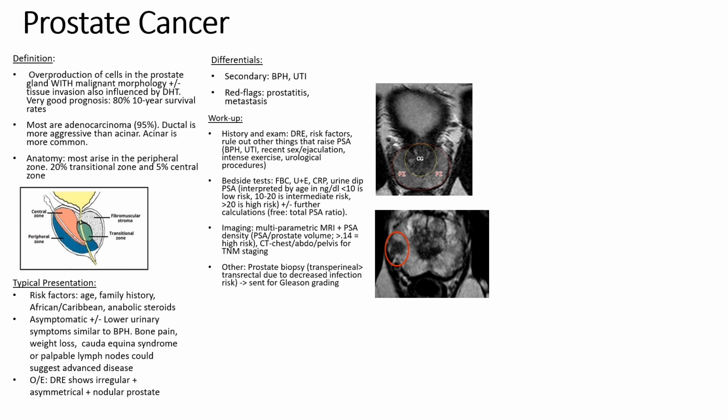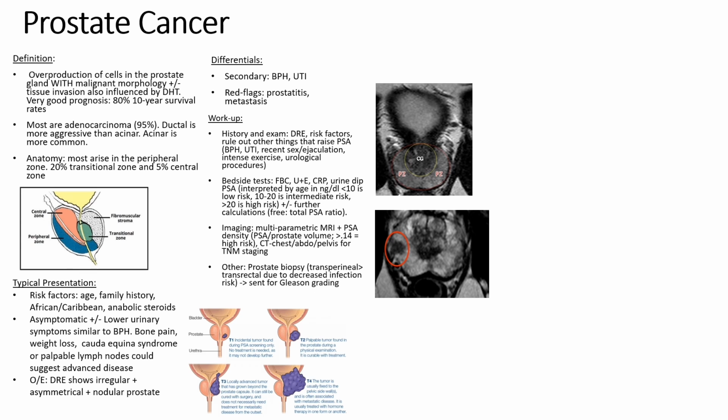The biopsy is then sent for something called Gleason grading. I've put in a few more pictures to show how staging and grading works. A tumor in the prostate that's not palpable is T1. T2 is when it becomes palpable. T3 is when the tumor goes through the prostate capsule, which surrounds the gland. And T4 is when it starts invading other pelvic organs.